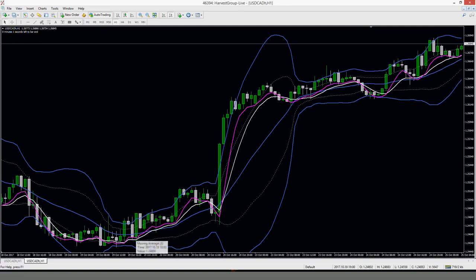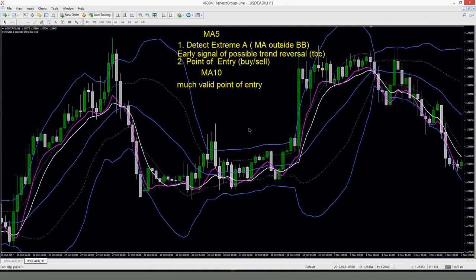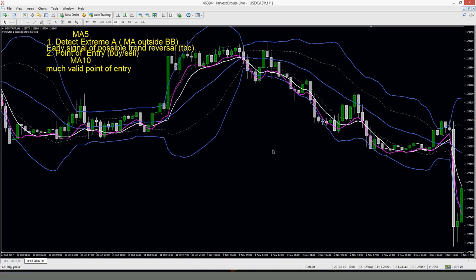As you can see here, this candle rejected MA5, and this one is a very good point of entry buy because this candle rejected MA5, MA10, and also mid BB. So it's a very strong valid re-entry for buy. And obviously this is also a valid re-entry for buy because you are now buying on the buy zone over here. All right, so I think that's about the moving averages.